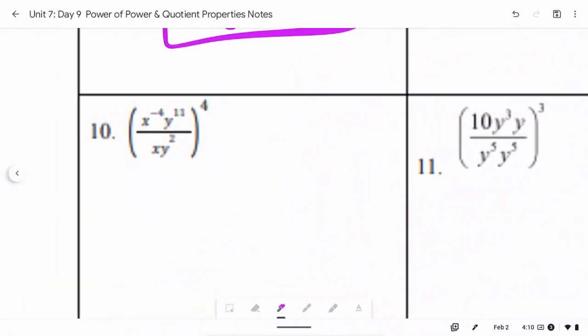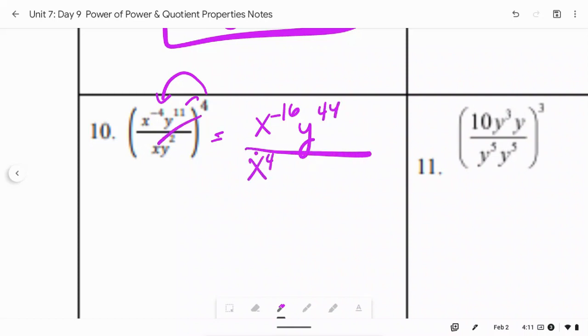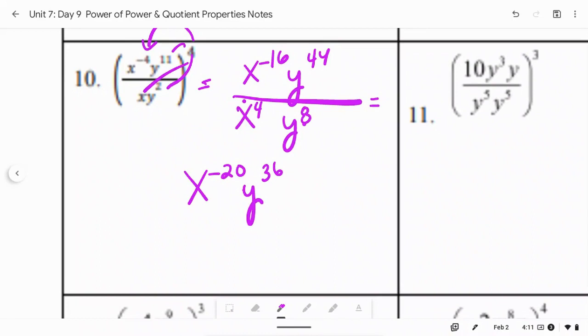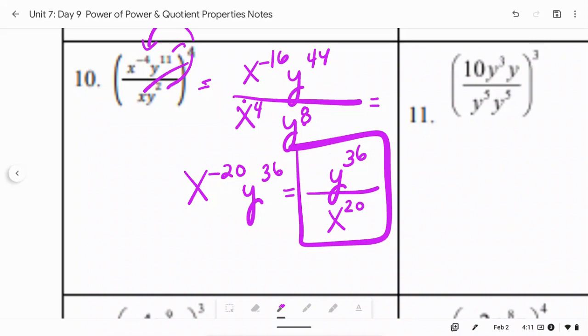Problem number 10, we're going to distribute the 4. So I get x to the negative 16 and then y to the 44 over x to the 4th, y to the 8th. Now, because it's a division problem, we're going to subtract the exponent. So negative 16 minus 4 is x to the negative 20. 44 minus 8 is y to the 36. And then I just need to move that negative exponent into the denominator. So keep y to the 36 in the numerator and then just bring x to the 20th in the denominator.